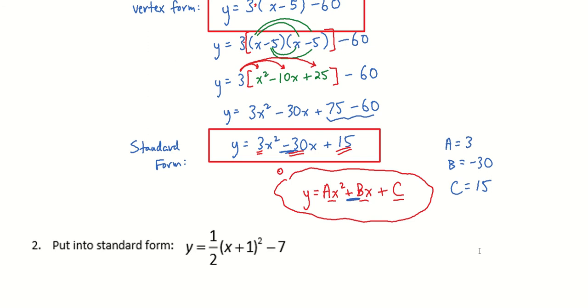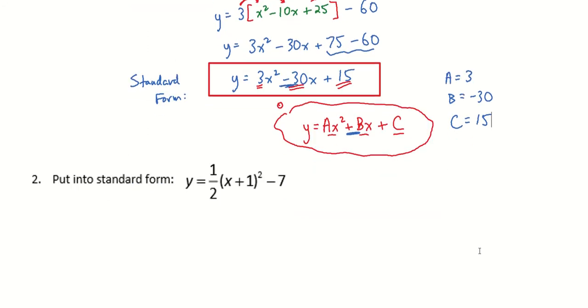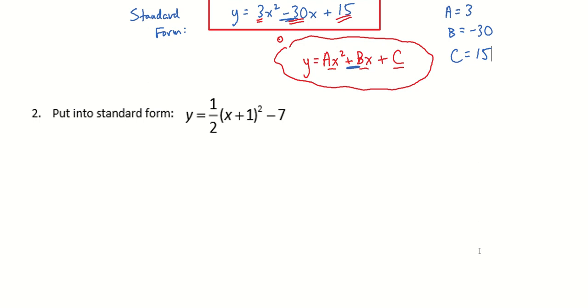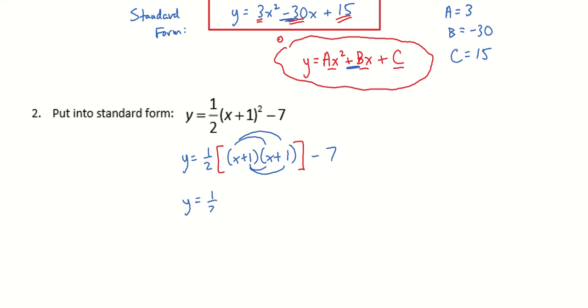Okay, so we're going to do one last example, putting something in the standard form. Okay, y is equal to 1/2 (x plus 1) squared minus 7. So we're going to start by FOILing out x plus 1 times itself, minus 7. I like to keep different colored brackets there just to show the area that I'm working in. So then that's x squared, and then the outside is 1x, the inside is 1x, so it's plus 2x, and then the last is 1 times 1 is 1, minus 7.